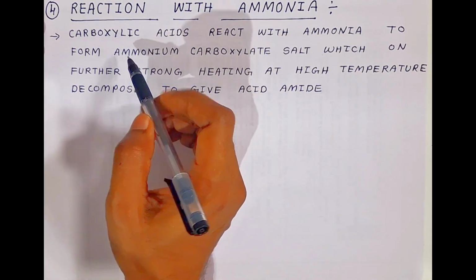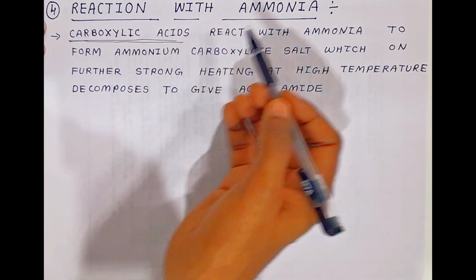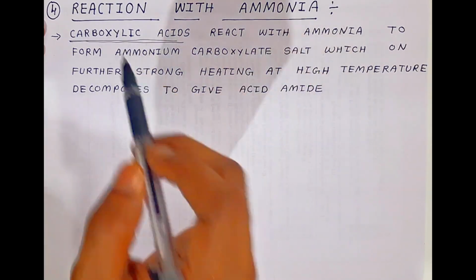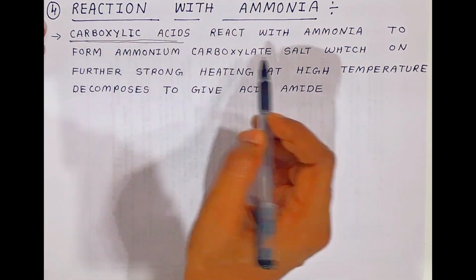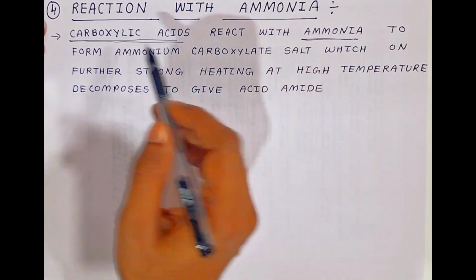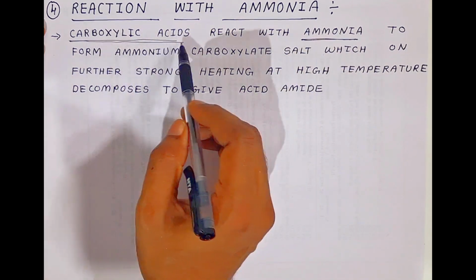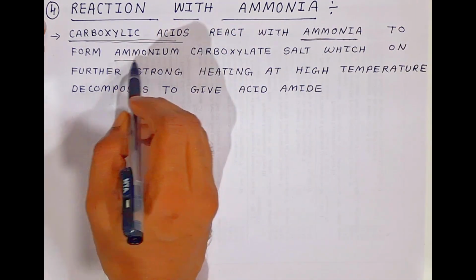Okay students, you have carboxylic acid. What happens when you add ammonia to this carboxylic acid, an organic acid? If you pass ammonia gas, what happens to the carboxylic acid? Carboxylic acid reacts with ammonia because ammonia is basic in nature and this is an acid. Acid and base always react with each other. So carboxylic acid reacts with ammonia to form ammonium carboxylate.